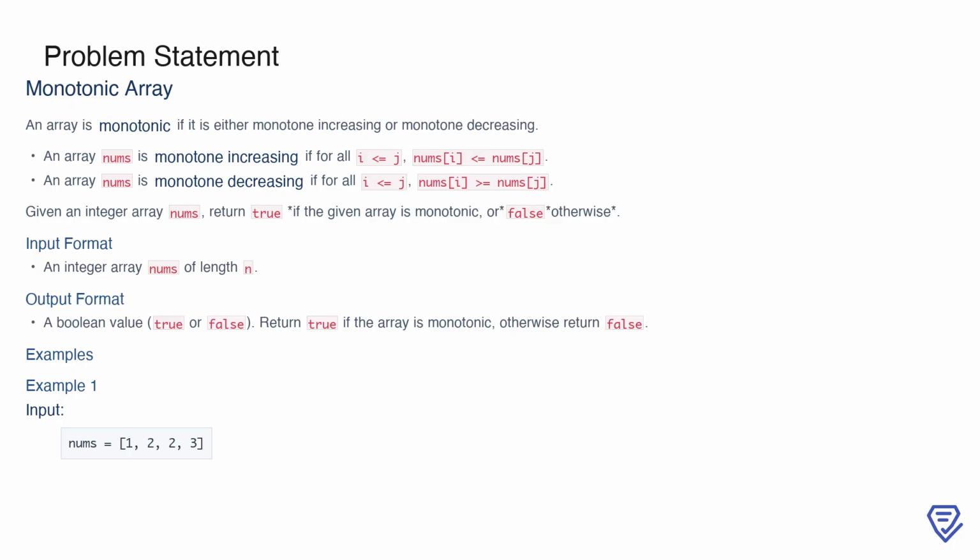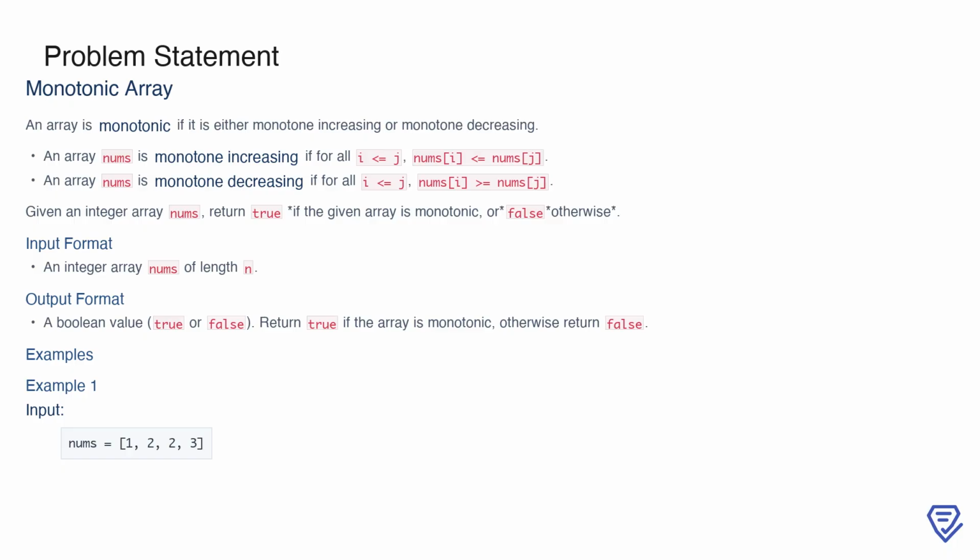An array is considered monotonic if it is either monotone increasing or monotone decreasing. Now, what do these terms mean? If an array is monotone increasing, it means that for every pair of indices i and j where i is less than or equal to j, the value at nums[i] is less than or equal to the value at nums[j]. On the other hand, an array is monotone decreasing if, for all such pairs, nums[i] is greater than or equal to nums[j].